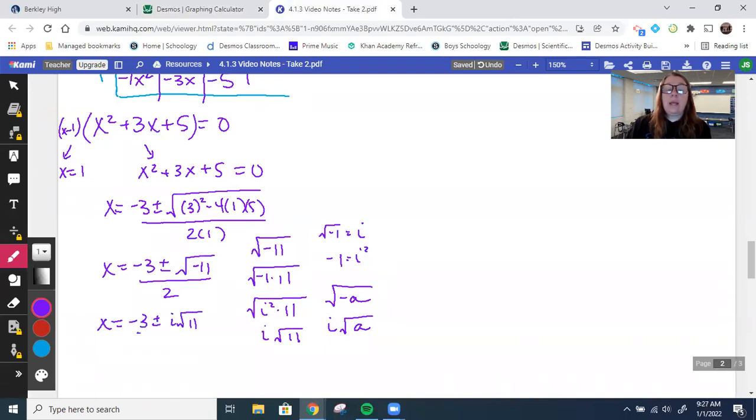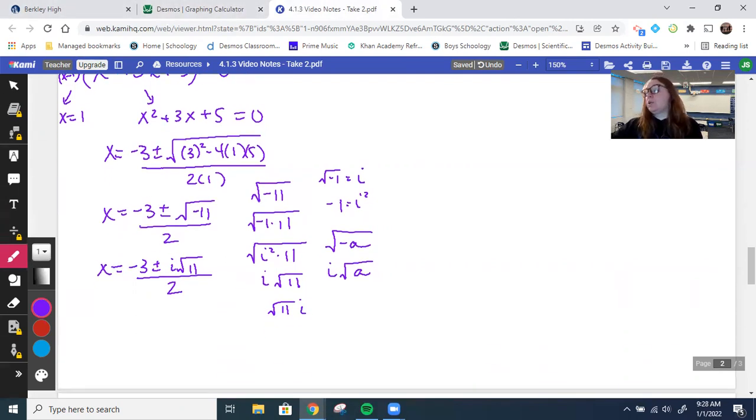You could put the i in the front or the back. I usually put it in the front because otherwise, if I put it in the back, sometimes I'm sloppy and it's unclear. You have to be really clear that your i is not under the radical. Sometimes I'm sloppy about that just with my handwriting, and so I just write it in the front.